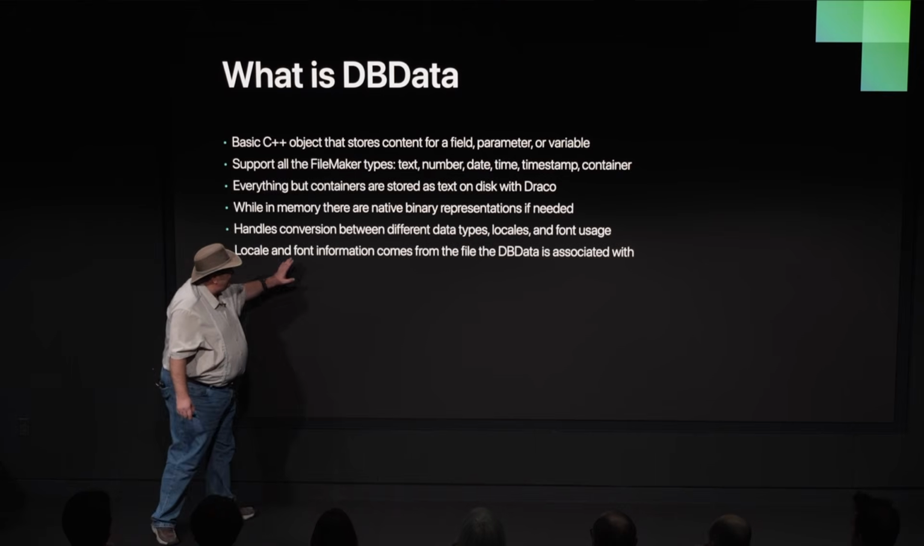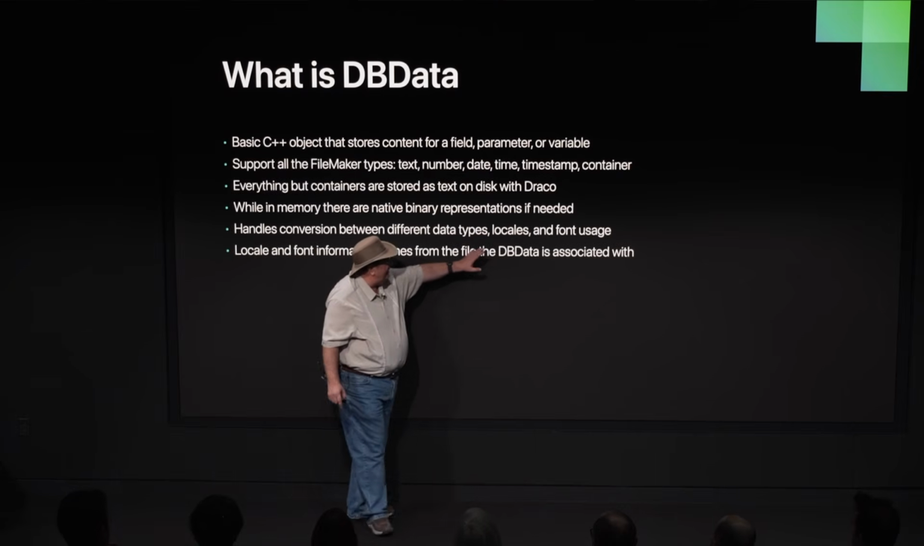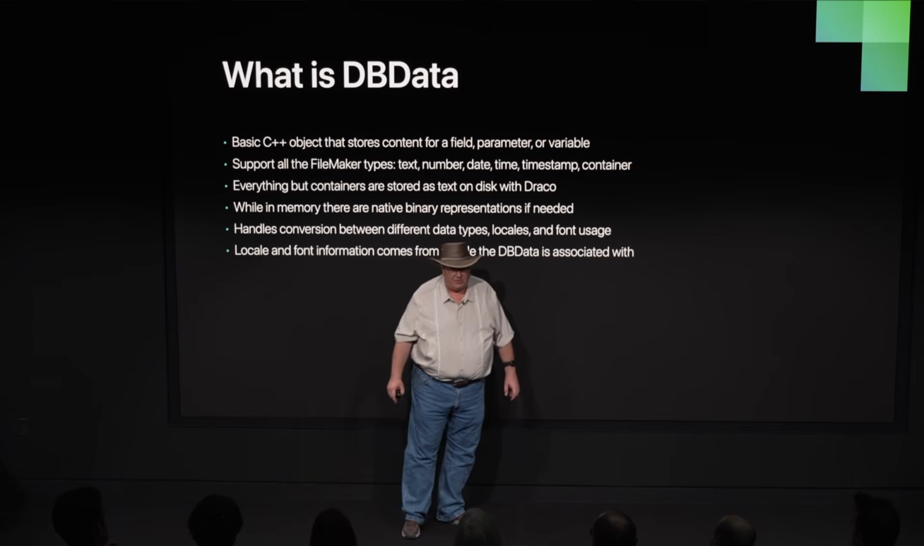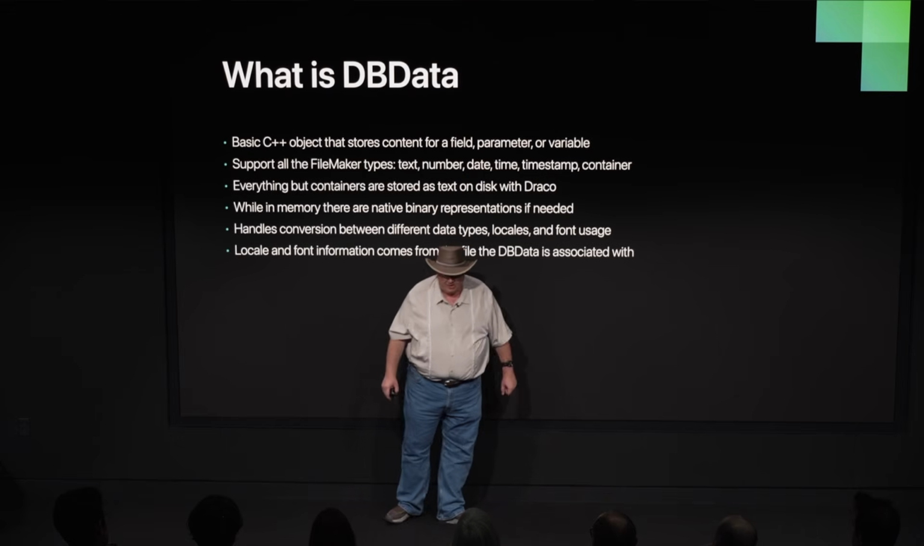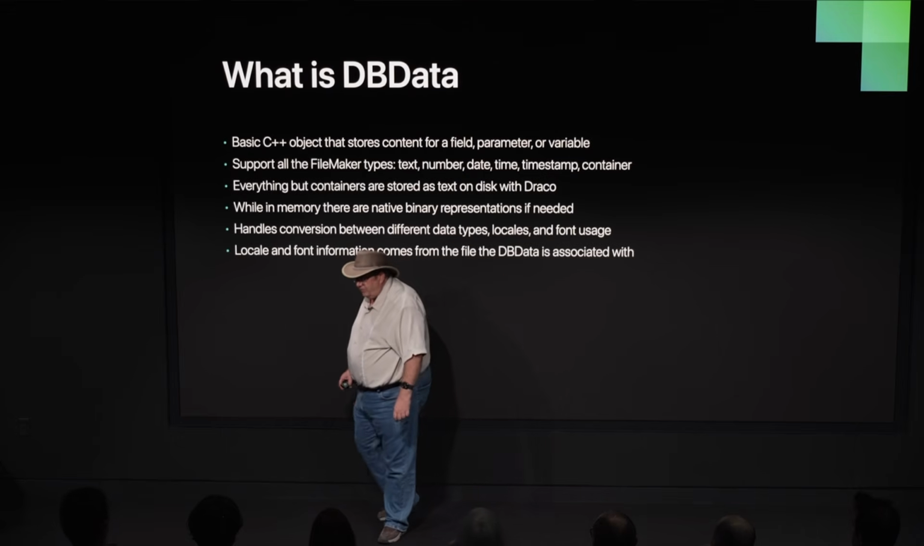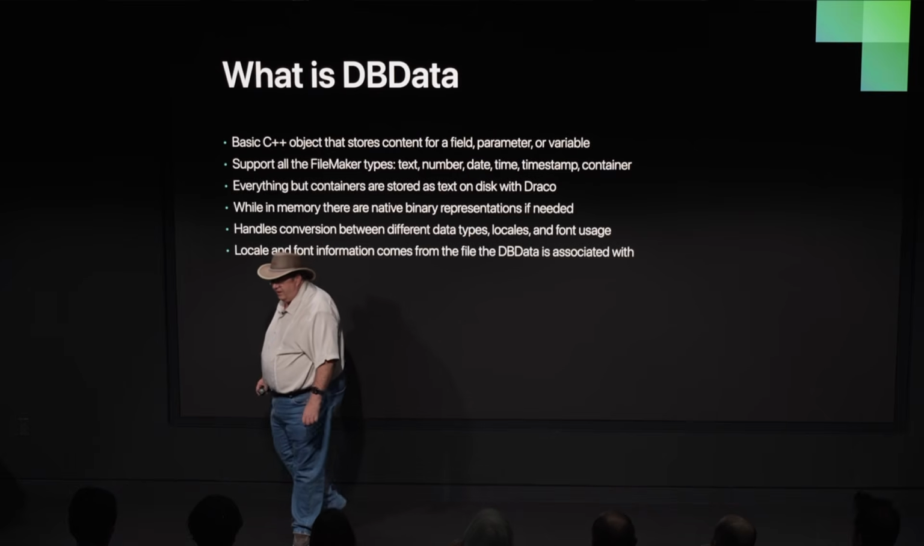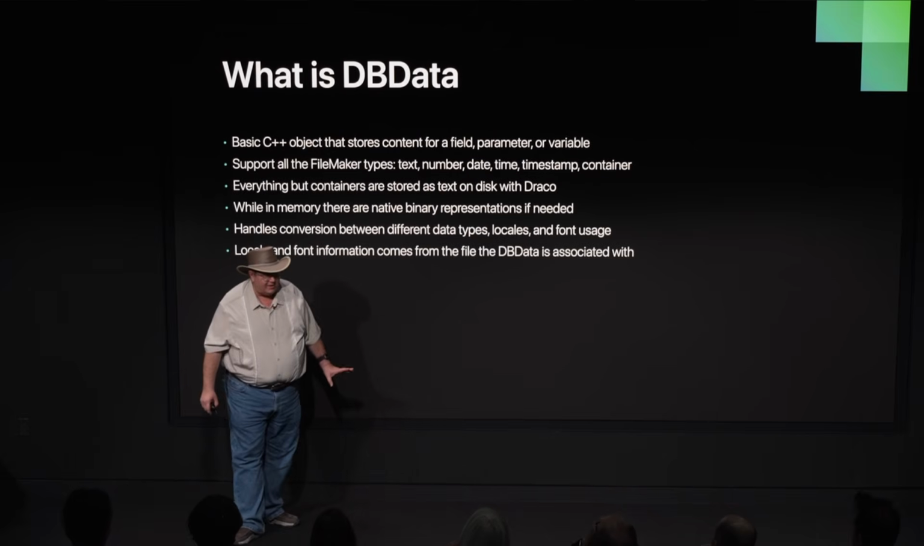So it handles all the conversion. It handles the locale changes. If you have a date that's in a French database and you bring it over to the US database and it needs to render it and talk about it, it'll do the swapping of the month to year orders, and also font usage. In FileMaker, all the fonts are stored in these streams along with the text as numbers.